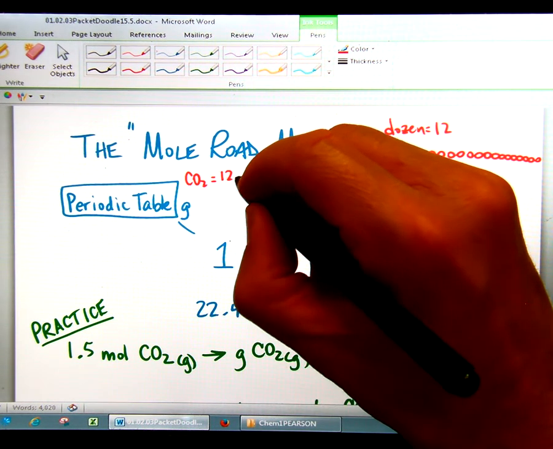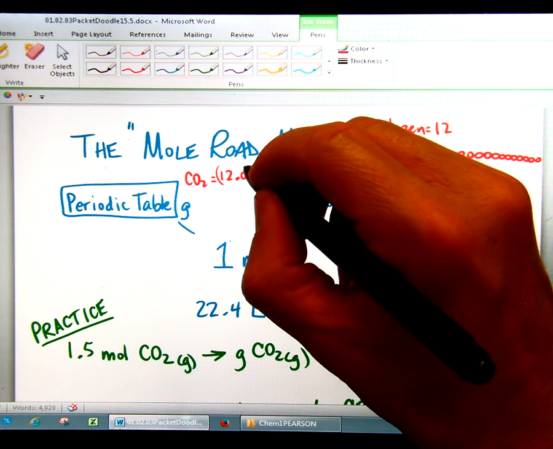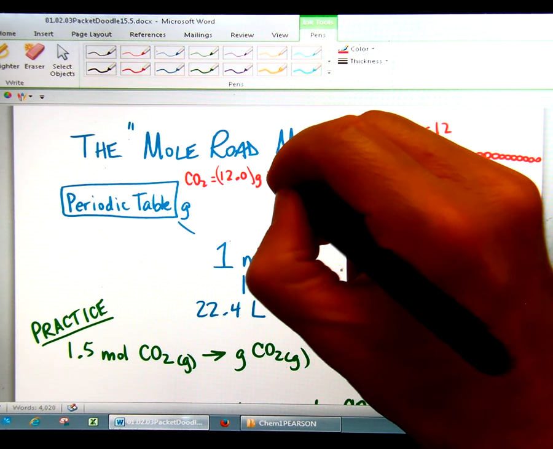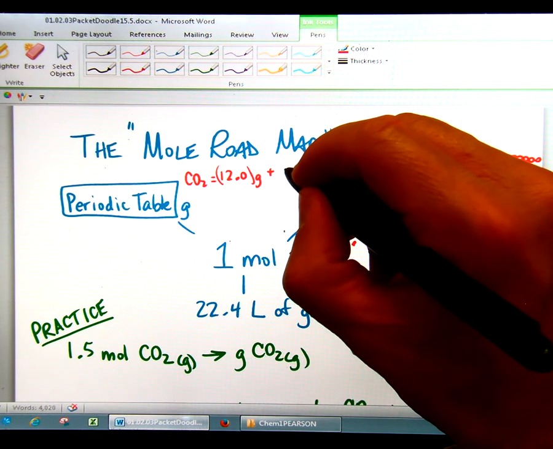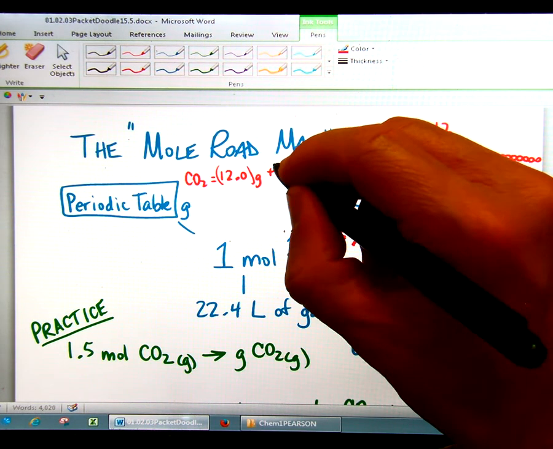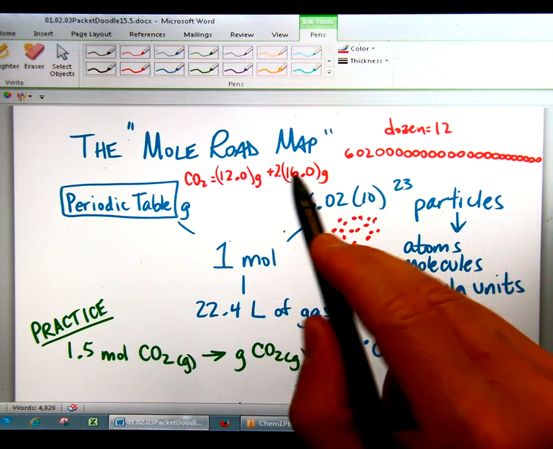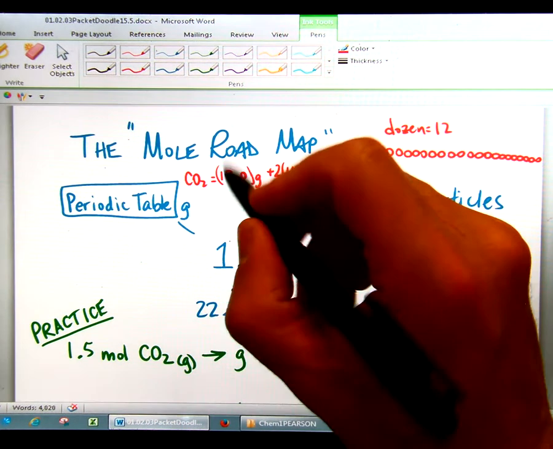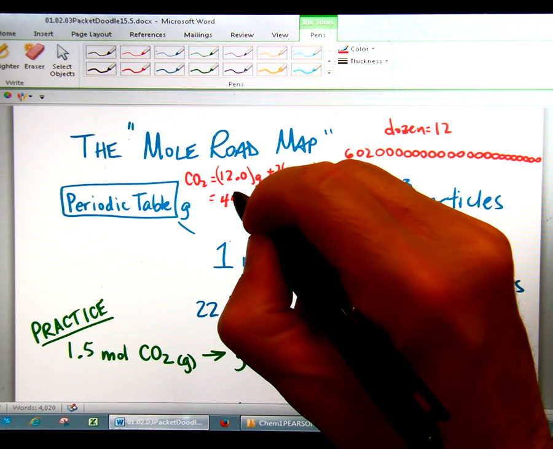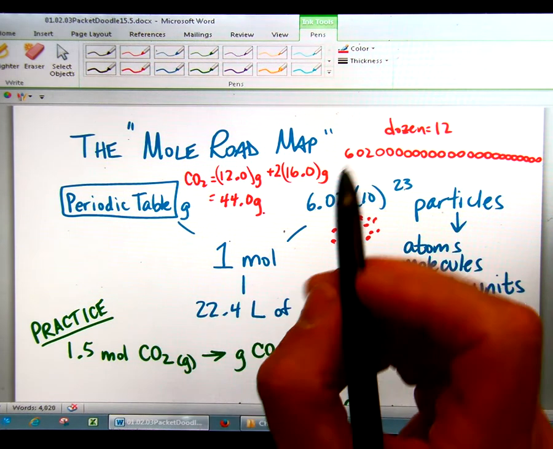Carbon weighs 12.0 grams for 1 mole. And then oxygen weighs 16 when you round it to tenths, grams per mole, but that's 2 of them because there are 2 in the formula. So 2 times 16 is 32 plus 12 equals 44 grams per mole. So that's how much it's going to weigh on a scale.